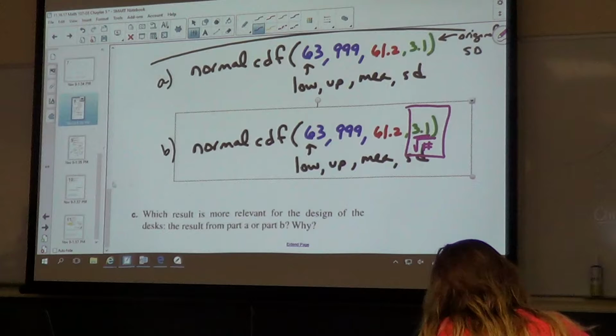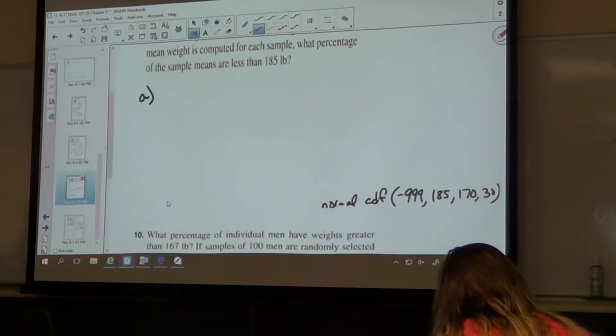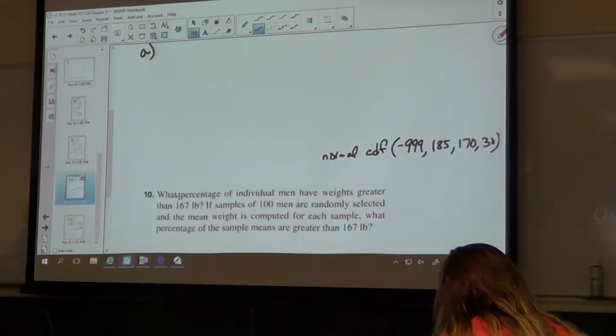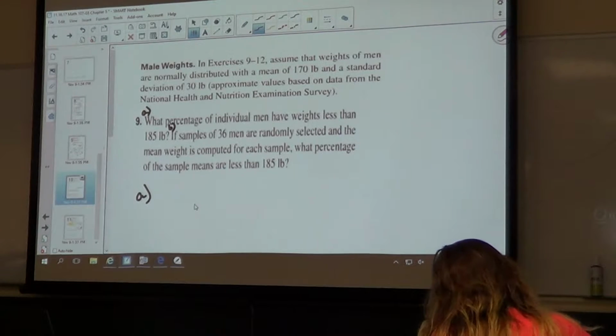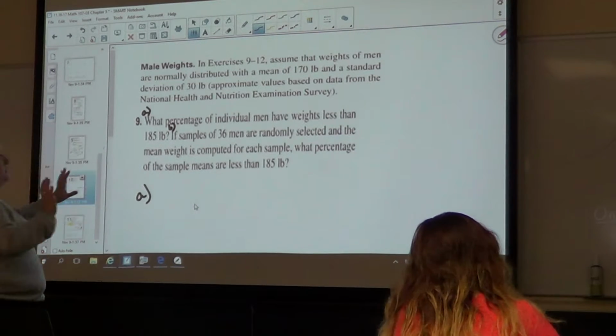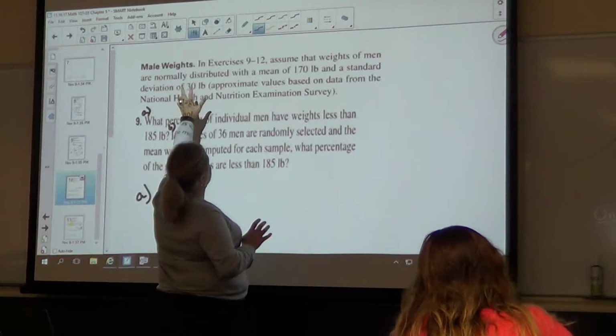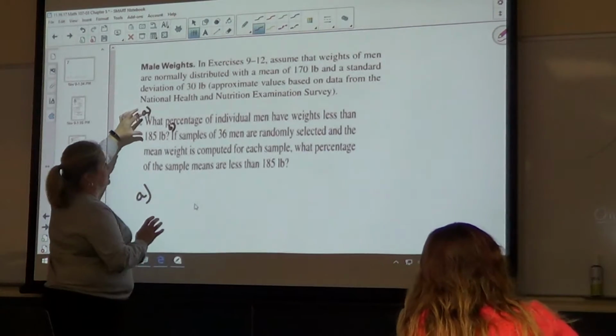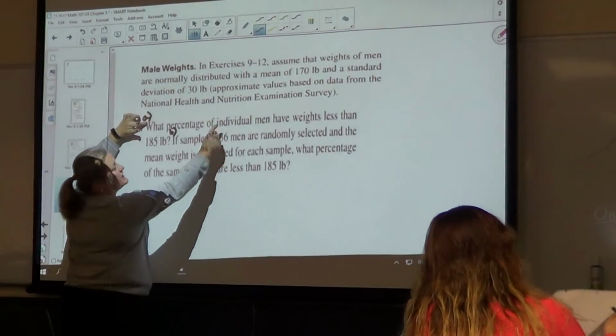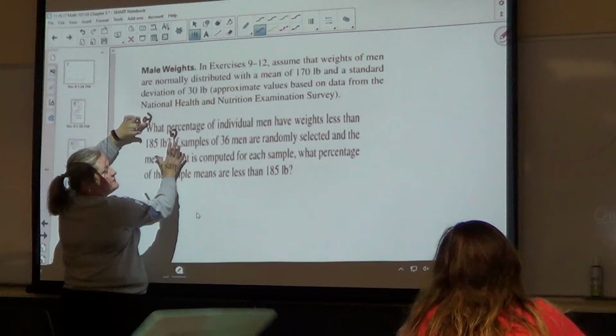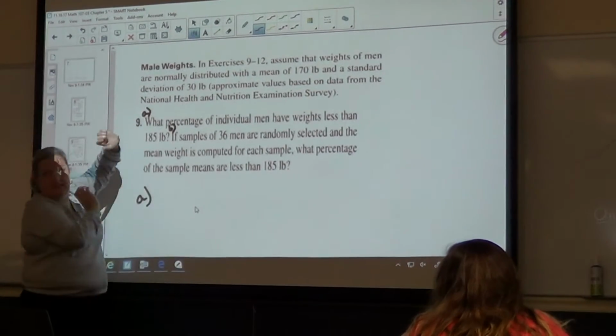All right, let's let you try one. I know you're not ready, but you're going to be ready. Assume that the weights of the men are normally distributed. You have two questions. You have this question, individual men, and you have this question, a group of 36.